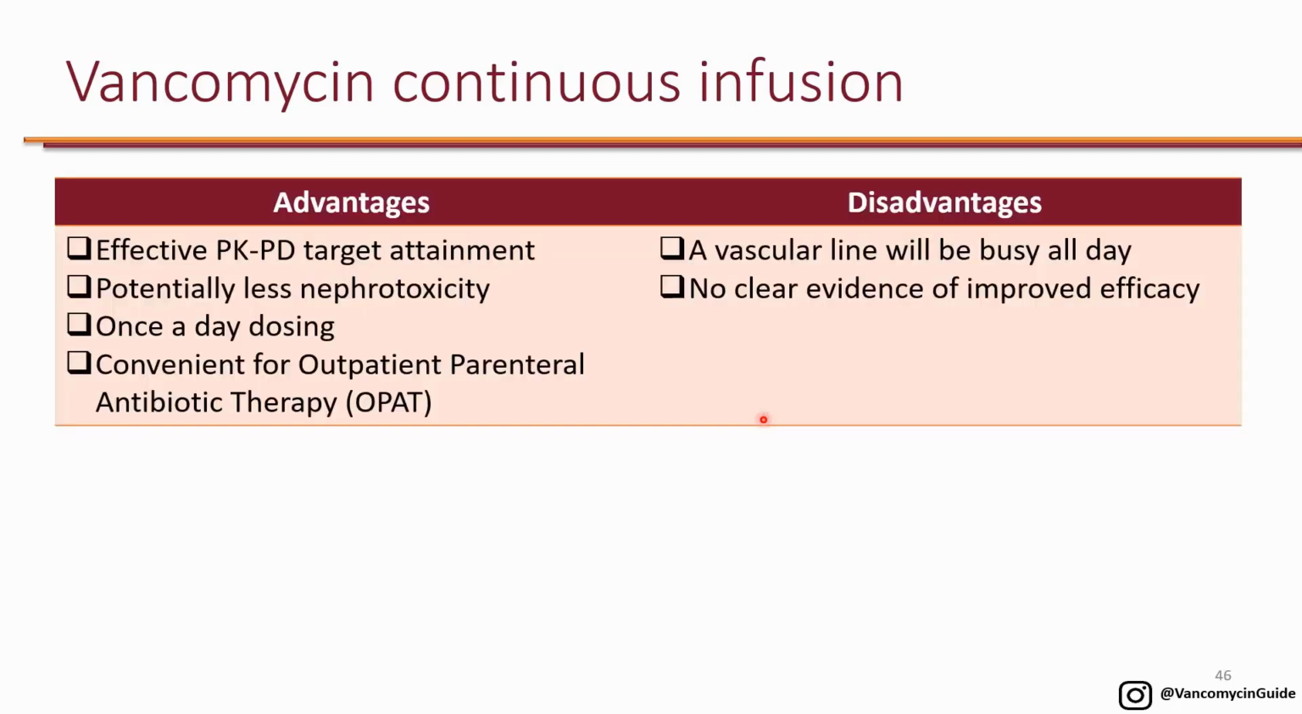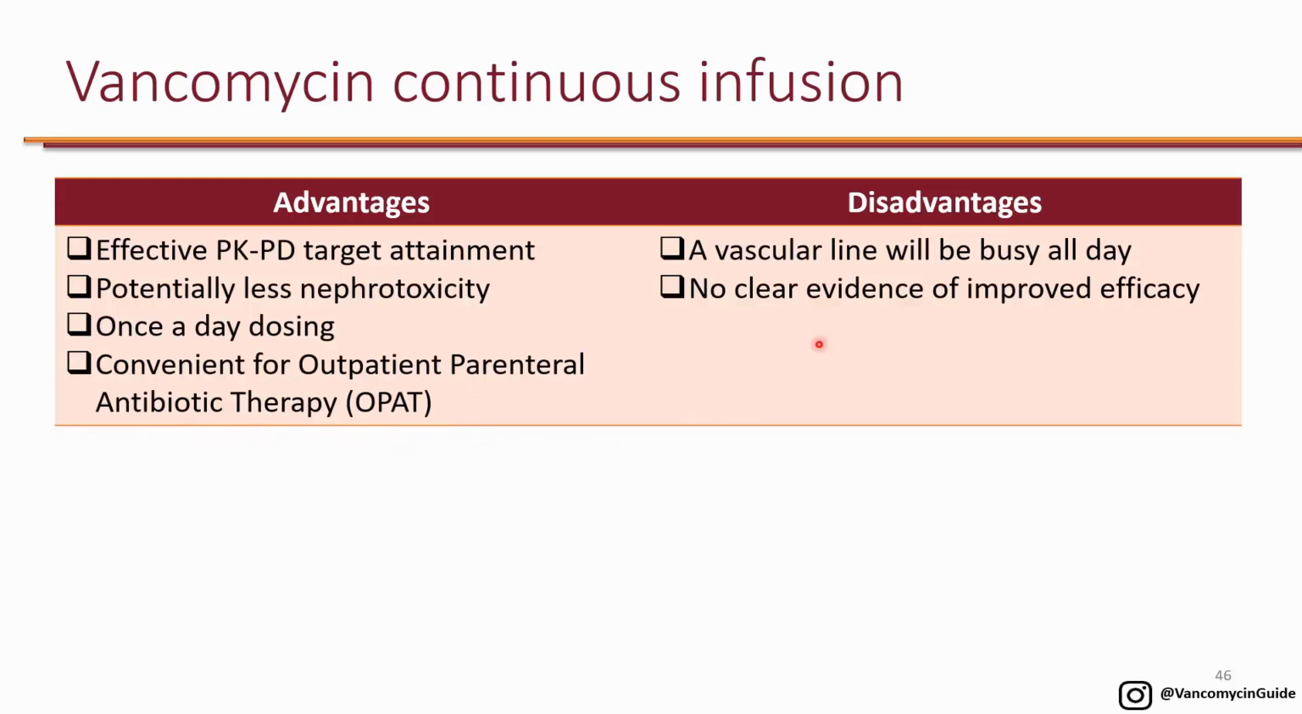Now, however, there are advantages and disadvantages to continuous infusion. The advantages would be effective PK/PD target attainment, and potentially less nephrotoxicity because you don't get those high levels of vancomycin in there. You don't get those high peaks. It basically becomes once-a-day dosing because you're infusing it over 24 hours. So it's literally you change the bag every 24 hours. In fact, because you only do this every 24 hours and infuse it over 24 hours, this is oftentimes used outpatient. So it's convenient for outpatient parenteral antibiotic therapy, or OPAT.